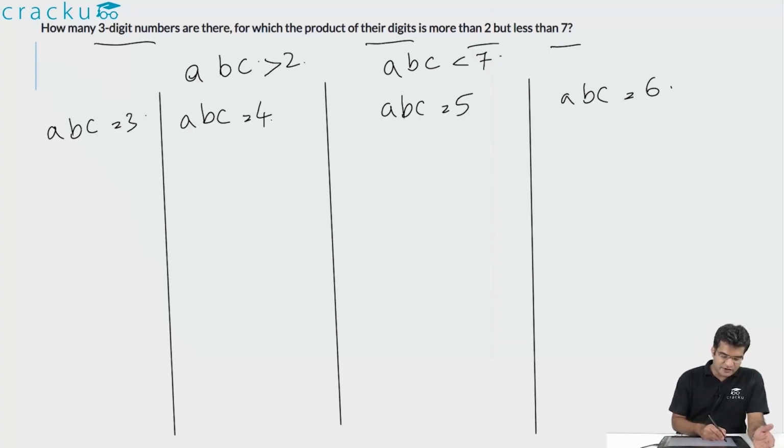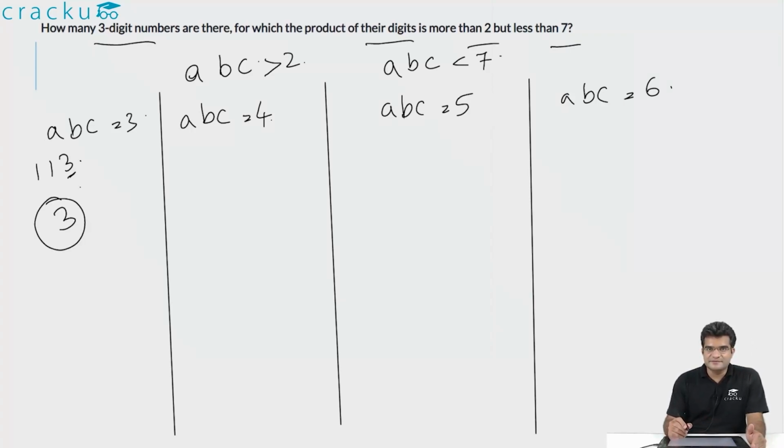If the product of three numbers is equal to 3, the only case in which this will happen is if the three digits are 1, 1 and 3 in some order. And how many such numbers are possible? We have to fix 3 in either the first place or the second place or the third place. So the total number of ways in which this is possible is 3.